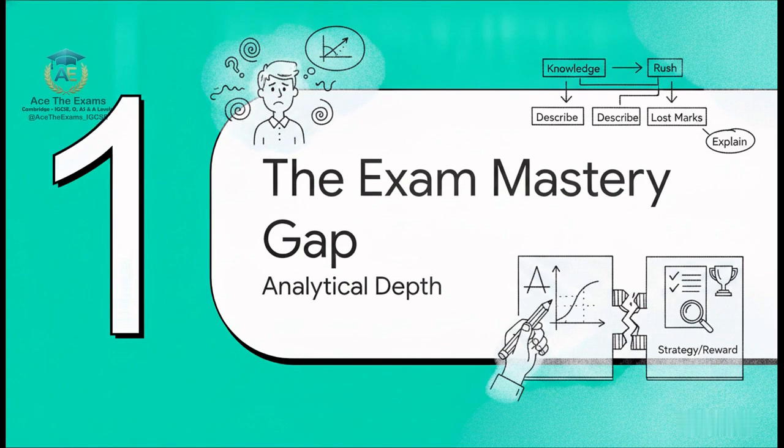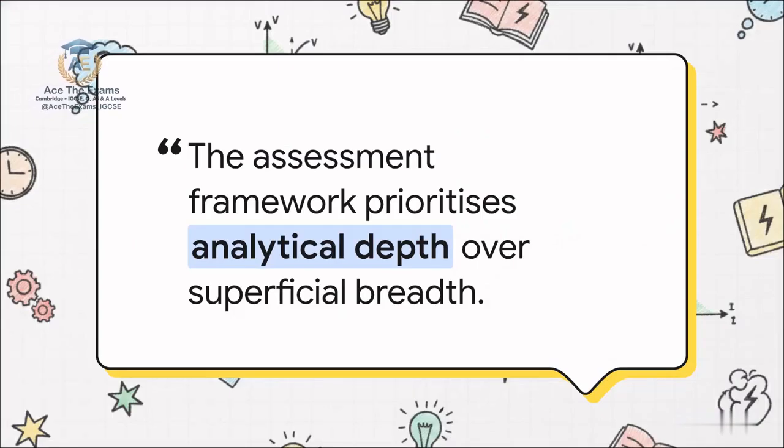The exam mastery gap. This right here is where the source material indicates so many incredibly smart, well-prepared students stumble. They fall right into the gap. You might spend months, literally months, memorizing the exact shape of the IV curve for a diode. You can draw it in your sleep. But when you get into the exam hall, the adrenaline kicks in and you rush through the command words. You don't have a structured strategy to translate your knowledge into the specific format the examiner is begging for.